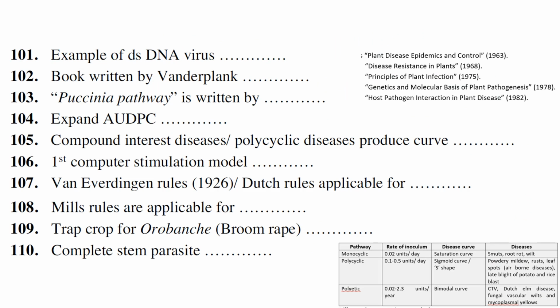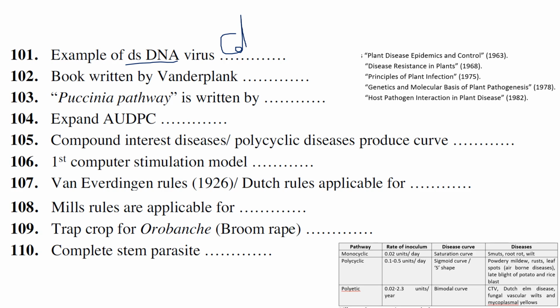101, example of double stranded DNA. There are many viruses whose genome is composed of double stranded DNA. For example, we can take cauliflower mosaic virus and wound tumor viruses. There are various viruses, but the best example is cauliflower mosaic virus.